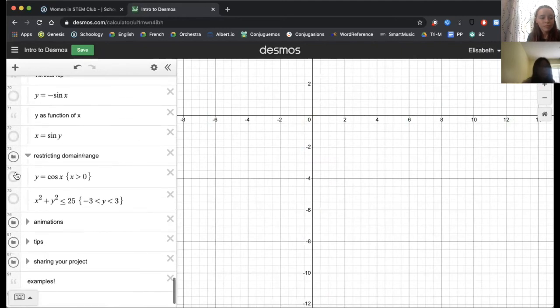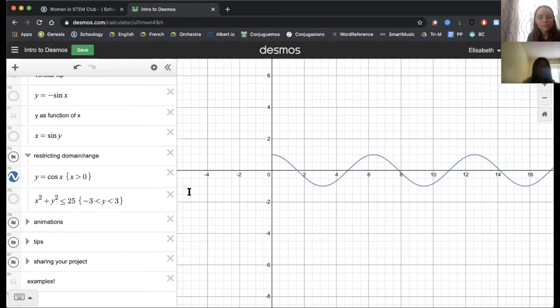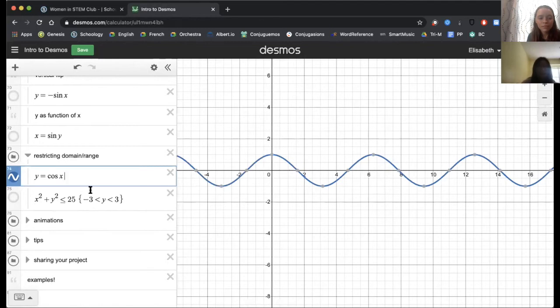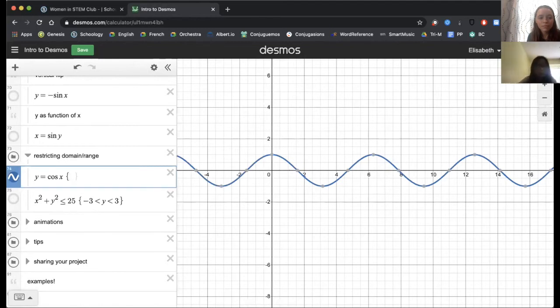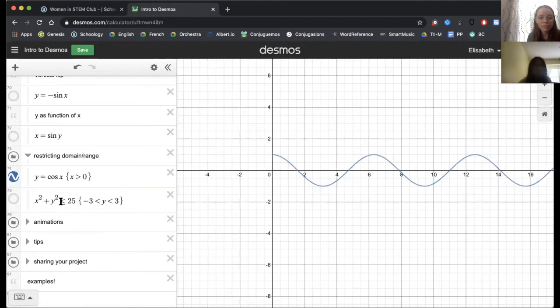Okay. So let's say you have cosine of x, and you only want it to be where it's above 0. So you would put in curly brackets here, x is greater than 0. If you didn't have that, then it'd just be cosine of x. But since you want it to be above 0, you can just do x is greater than 0. And there you go. Now it's above 0.